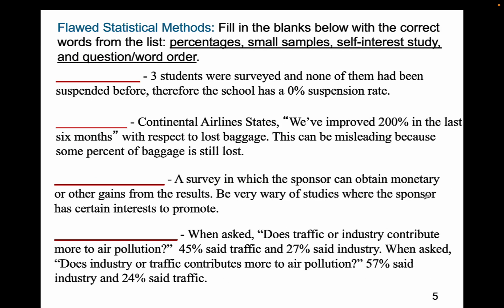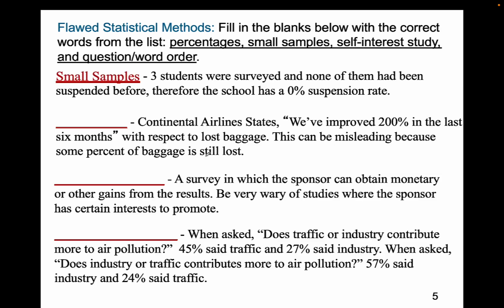There are many flawed statistical methods. Let's use the same fill in the blanks below with the correct words from this list to talk about flawed statistical methods. Words are percentages, small samples, self-interest study, and question/word order. Pause the video and figure out in which order those 4 words fill in these blanks based on these definitions. Go ahead and pause the video now. Welcome back, grade your own.